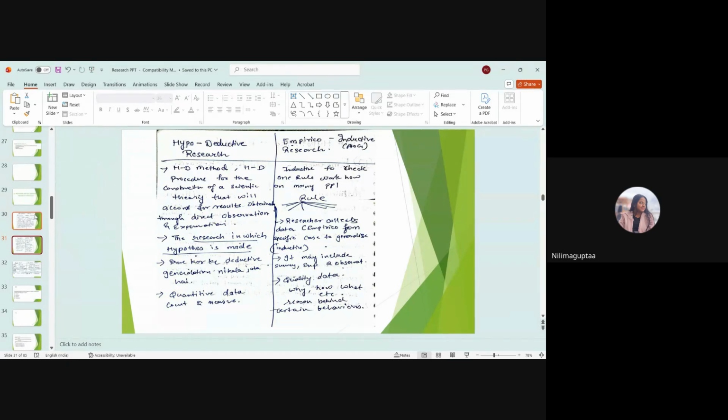So what happens in this thing is, for example, a teacher uses a PPT in a class. In every class the teacher uses a PPT. So now students are aware that the teacher is using a PPT.